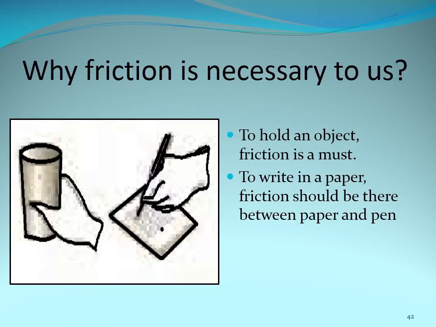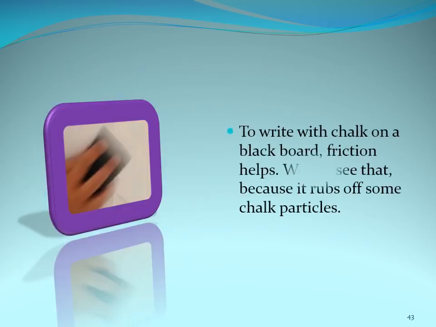To write on paper, friction should be there between paper and pen. Otherwise, we can't write on a paper. Similarly, to write with chalk on a blackboard, friction is a must. The minute irregularities on the board rub off some chalk particles while writing.